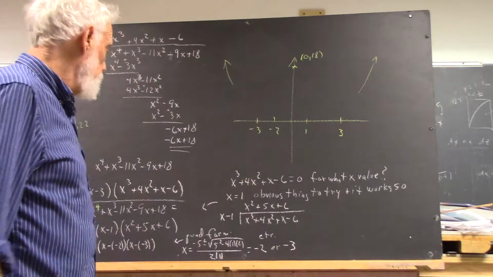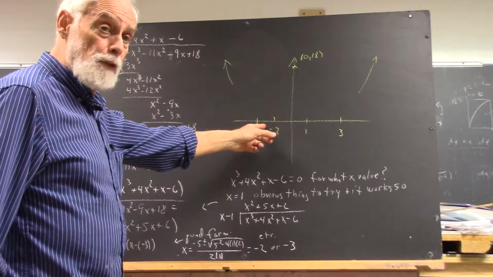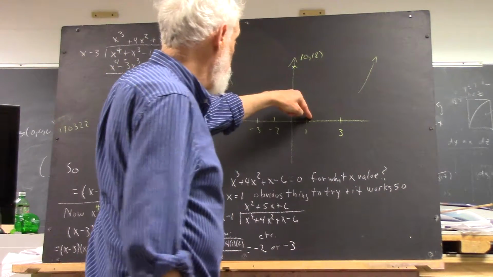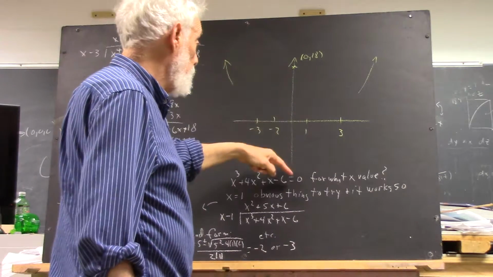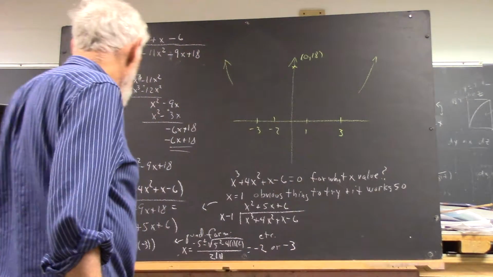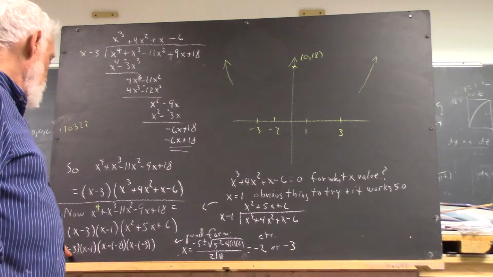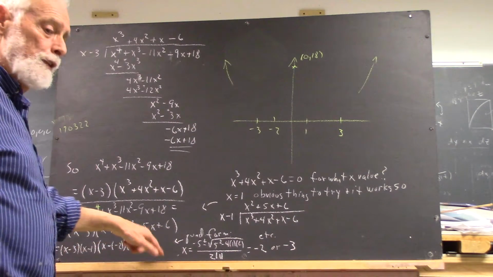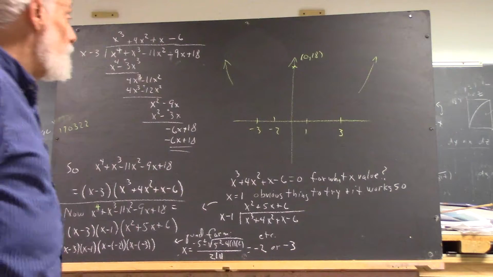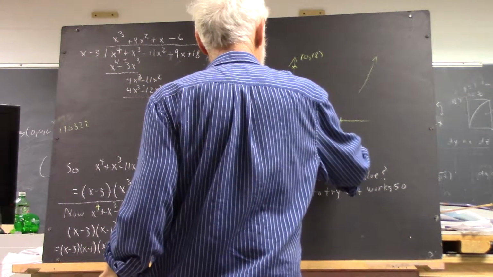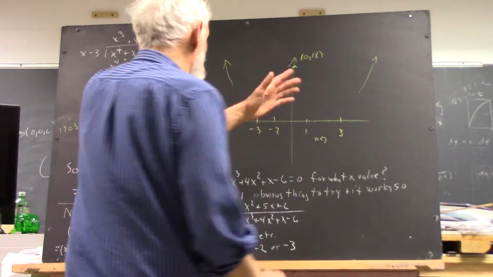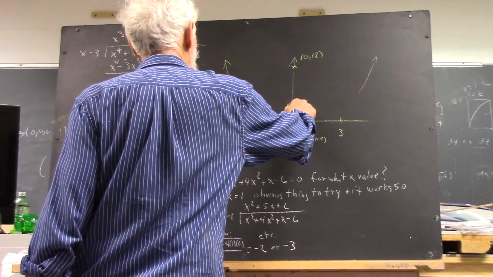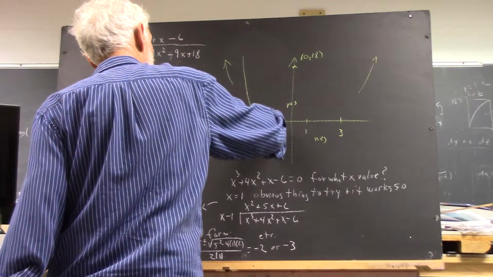Between -3 and -2, we could plug in a number like -2.5, and this would all come out negative. Got to be positive between -2 and 1 because it's positive here. Plug in 2 for x, and you'd have a negative from this one, but this would be positive, this would be positive, this would be positive. So you'd have a negative times 3 positives if you plug in 2, meaning that it's going to be negative here. So you're negative here, positive and getting big here, positive and getting big here, negative here, positive here. So your graph is going to do something like this.